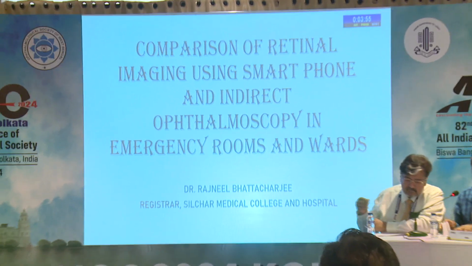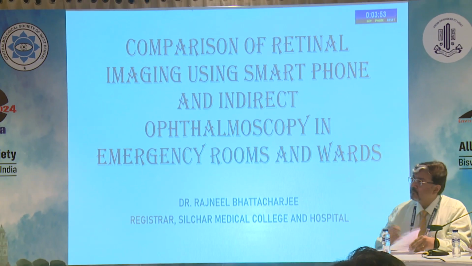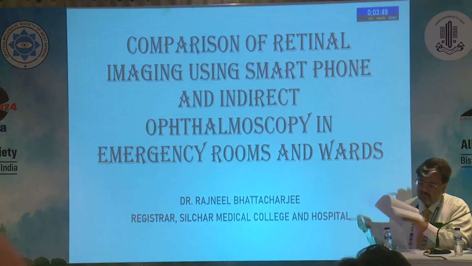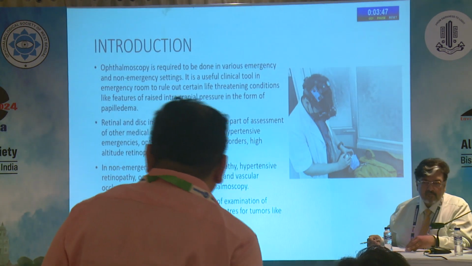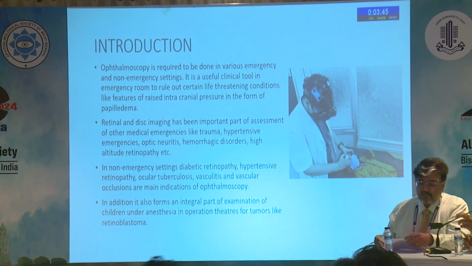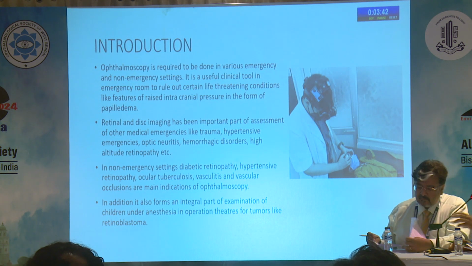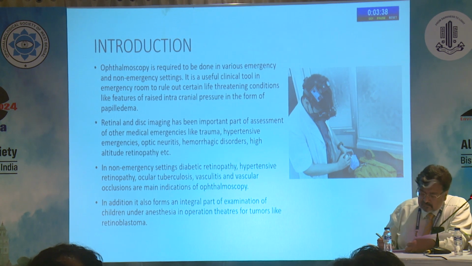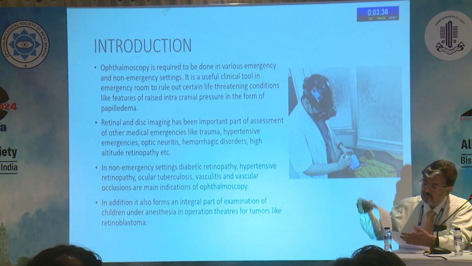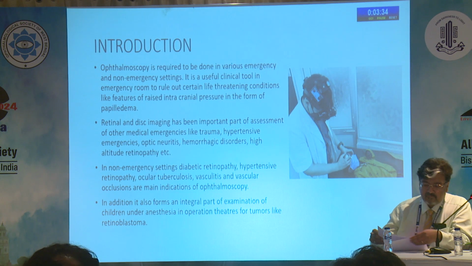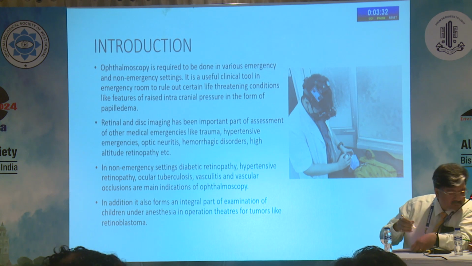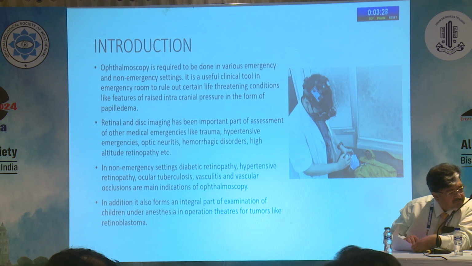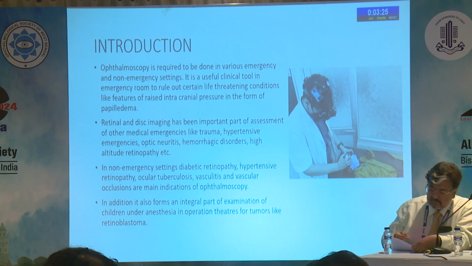My topic is comparison of retinal imaging using smartphone and indirect ophthalmoscopy in emergency rooms and wards. Ophthalmoscopy is required to be done in various emergency and non-emergency settings. It's a useful clinical tool in the emergency room to rule out certain life-threatening conditions like features of raised ICT in the form of papilledema. Retinal and disc imaging has been an important part of assessment of other medical emergencies like trauma, hypertensive emergencies, optic neuritis, hemorrhagic disorders, etc.